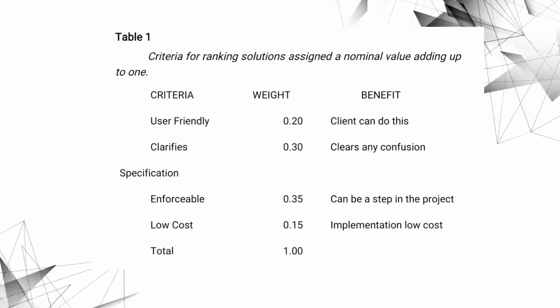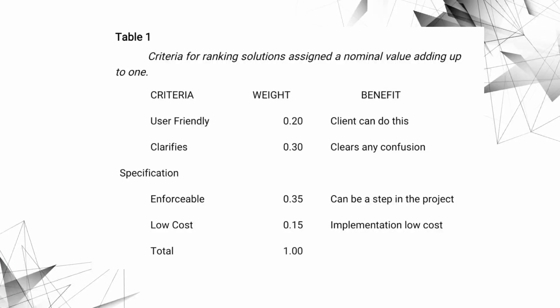So finally, we have the criteria for ranking solutions that we learned, and we can bring up any criteria we want, but in this case, it was clear to me it needed to be user-friendly. It needed to clarify the specification. That's what often causes the confusion. It needed to be enforceable. Our management needed to say, this is going to be part of our products, part of customization, and get it into the steps for these particular types of projects. It had to be low cost so that it actually could occur.